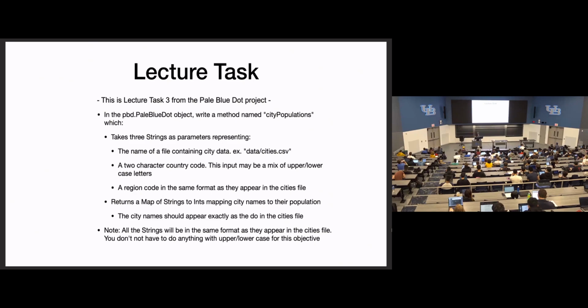And then what you're going to return are all of the cities in that country and region pair. So look through the file, and any city matching that country code, with any case, and that region, pull the city name exactly as it appears in the file as the keys of the map, and then map them to the population of that city, which is a column in the CSV file, as the values of that map, and return a map mapping all of the city names to their populations as ints.